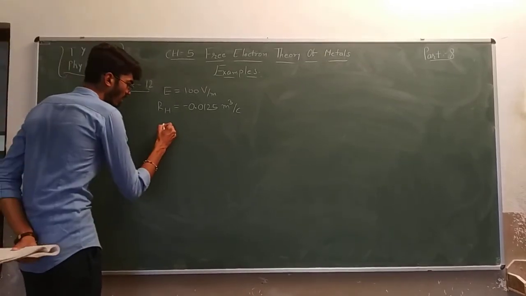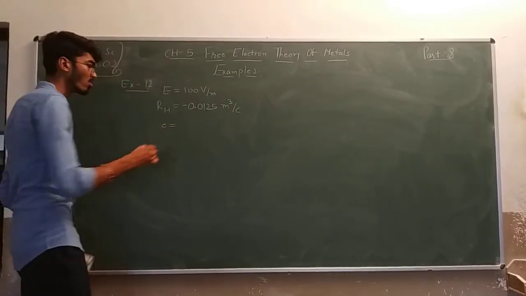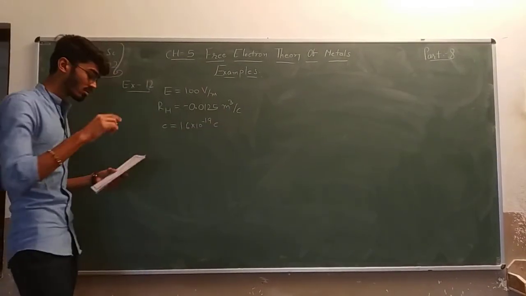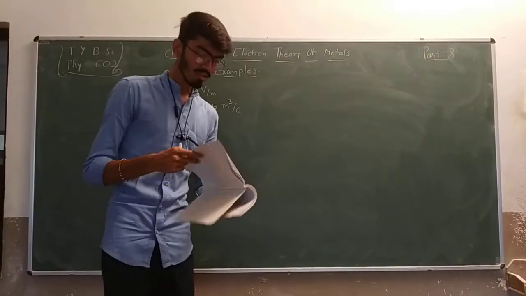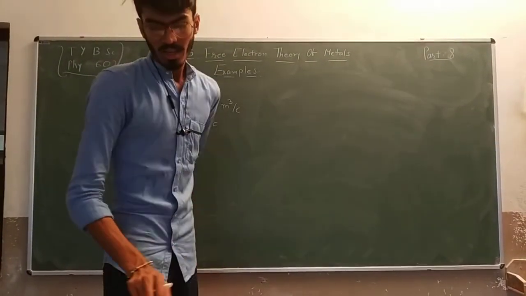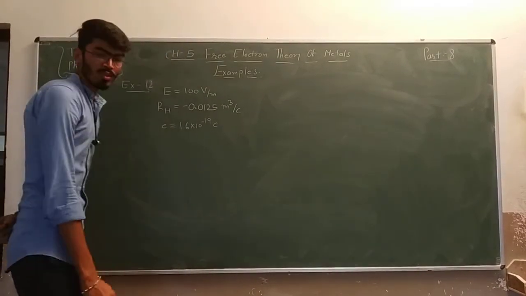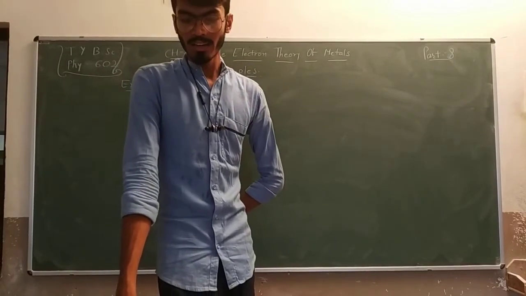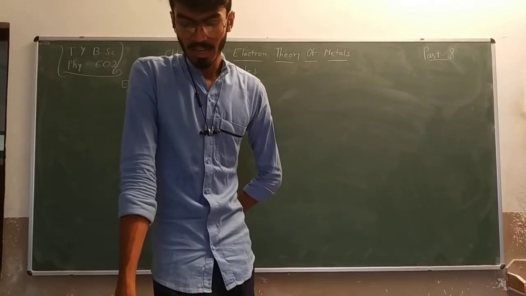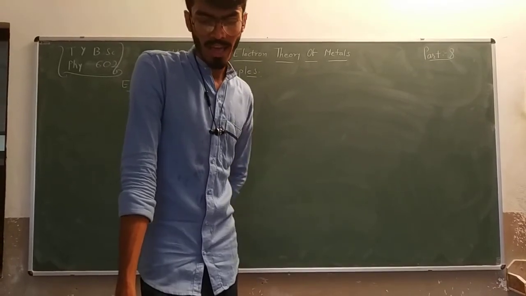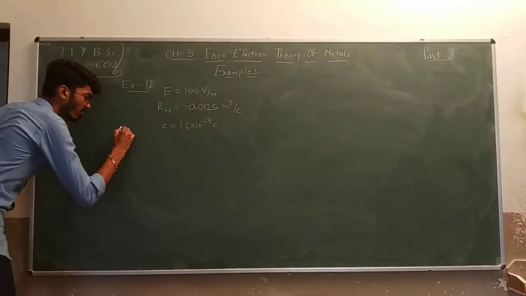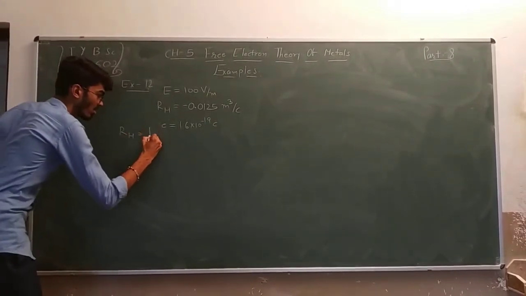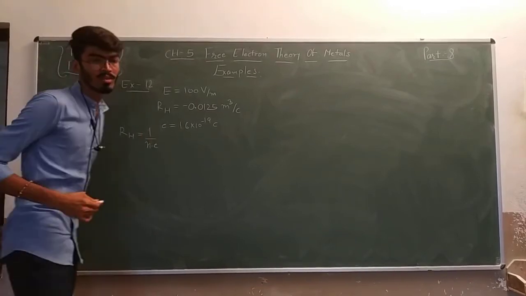So we know the electron's charge value is 1.6 cross 10 raised to minus 19 C. Here we need to find the carrier concentration in the sample. That means we find n, and we know the equation R_H is equal to 1 upon n into e.